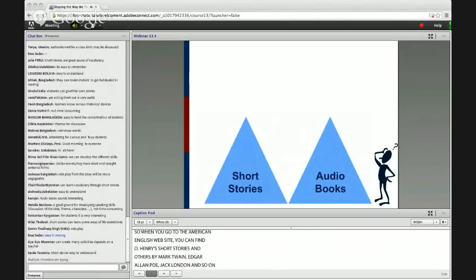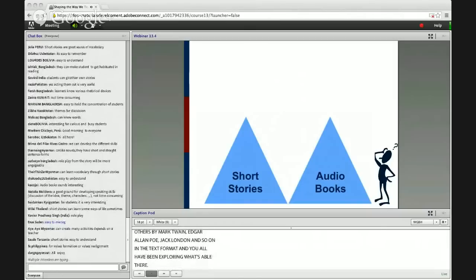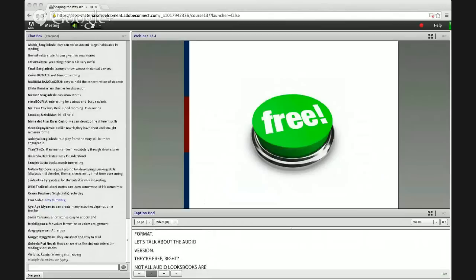But let's talk about why you might want to use the audio version for a minute. Well, for one thing, they're free, right? So not all audiobooks come at no charge, but you can find several on the American English site. And on the Ning afterwards, there will be a list of websites where you can find even more.